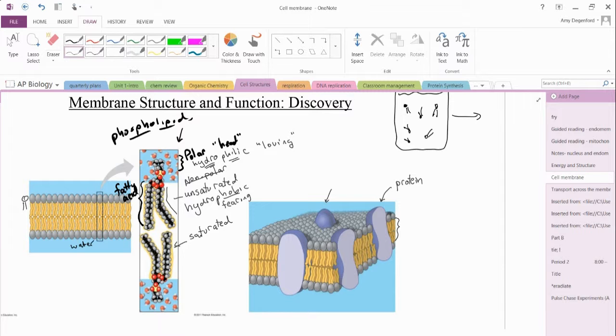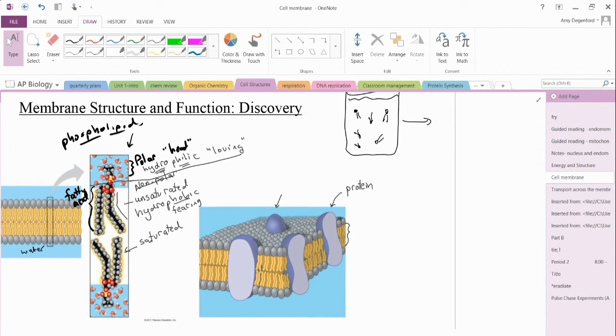So there's our brief overview. Polar head, and we can divide it right here. Polar head, hydrophilic, water loving, and the nonpolar tails. The other term for it would be hydrophobic. And you can see the different fatty acid groups.